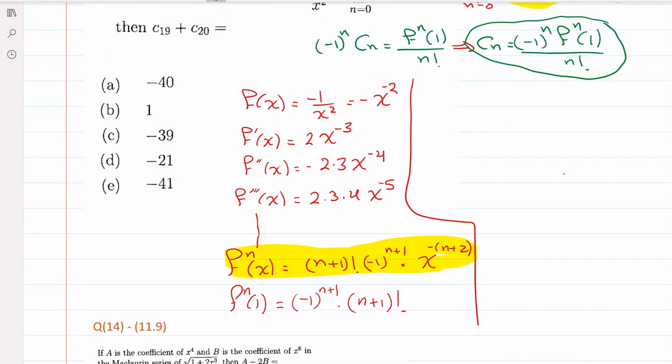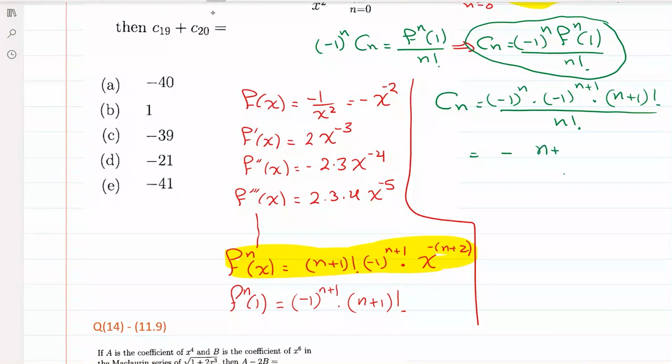Yes, clear. So what is Cn? It is -1 power n multiplied by -1 power n plus 1 times n plus 1 factorial over n factorial, right? Which is equal to -1 times -1 to the power n, it will be 2n plus 1, which is equal to what? Just -1, exactly. And up I have n plus 1 times n factorial over n factorial. So that one will simplify with this one. So what is Cn?